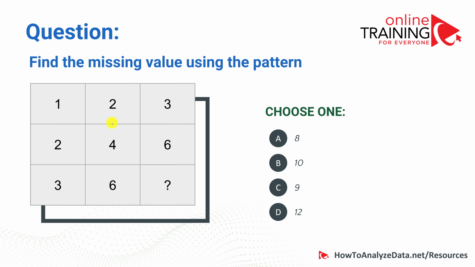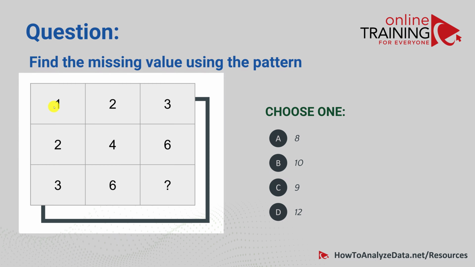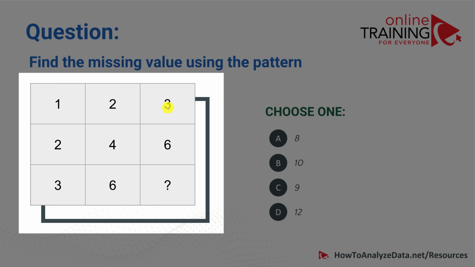Before I reveal the right answer, let me try to discuss with you the pattern. So you see 1, 2, and 3, right? But then this one, 2, 4, and 6. So it's not sequential, so it's not like you go 1 plus 1 equals 2 plus 1 equals 3. There is a different type of pattern here.